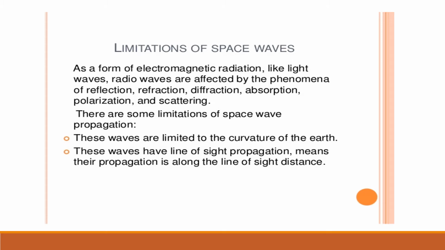There are some limitations of space wave propagation. As a form of electromagnetic radiation, like light waves, radio waves are affected by the phenomena of reflection, refraction, diffraction, absorption, polarization, and scattering. These waves are limited by the curvature of the earth. Another limitation is that these waves have line of sight propagation, meaning their propagation is along the line of sight distance.